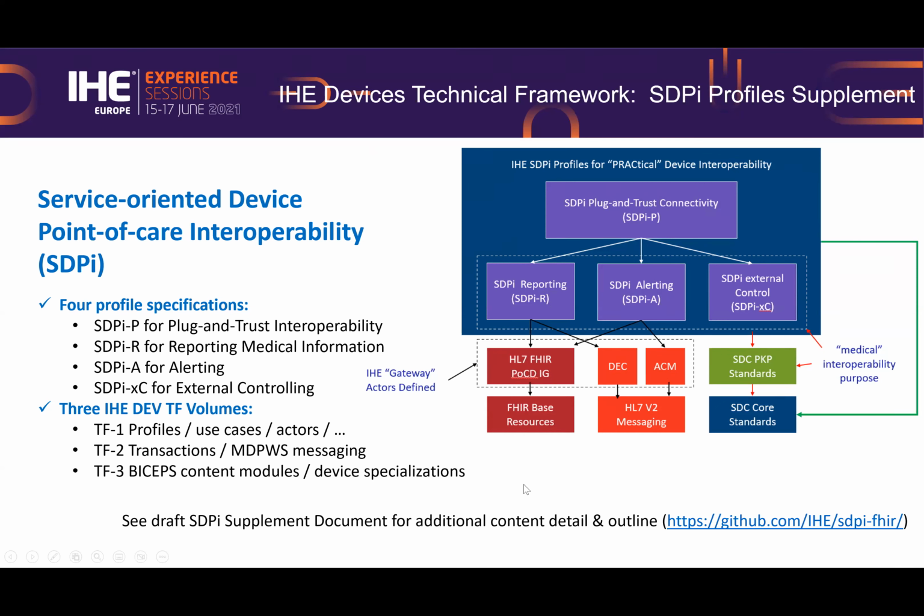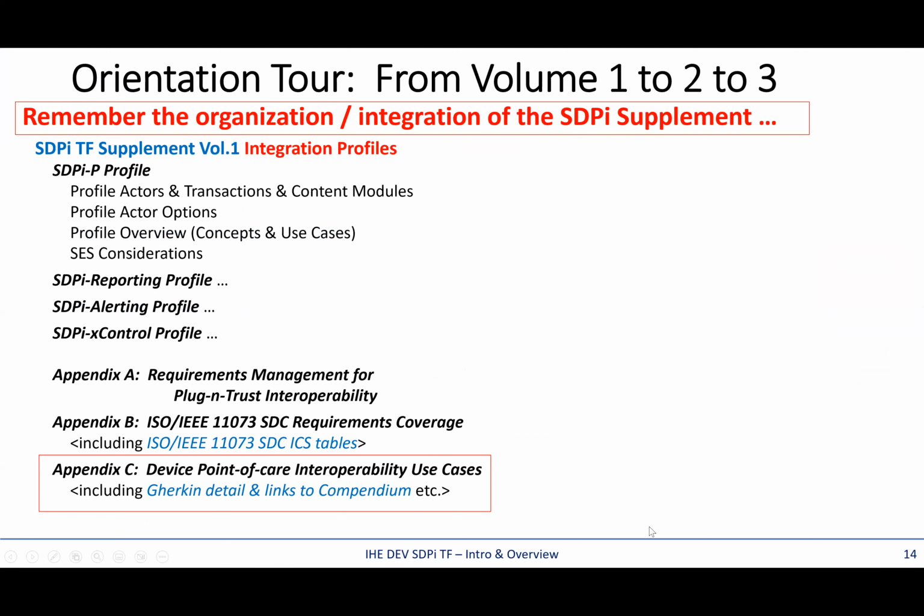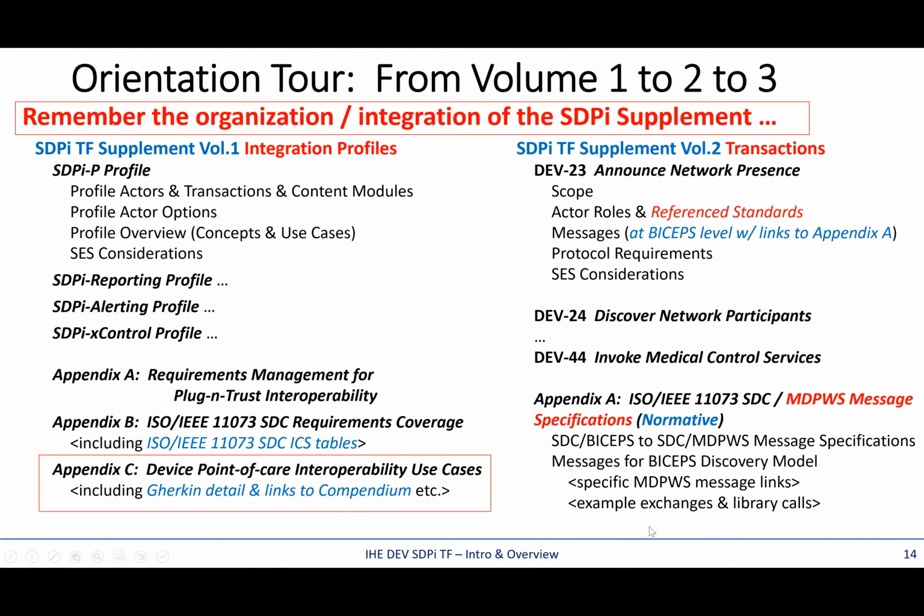And so when you look at that, how are the volumes organized? So I'm going to spend time now going into the actual organization. So volume, and I didn't put on this slide volume 0, the general stuff. But for each profile, we have the normal profile internal sections. So actors, transactions, content modules. We're explicitly calling those out this time. Actor options, profile overview, concepts, and the use cases, and then the safety, effectiveness, and security considerations as a separate item. I'll talk about that in a minute.